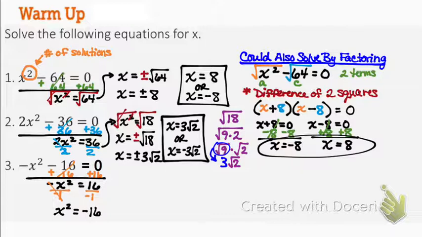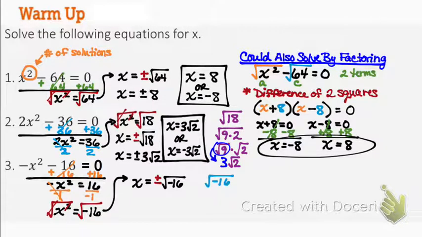Remember, it has to be just x squared before we take a square root. Squared and square root cancel each other out. We get how many answers? 2. X equals plus or minus the square root of negative 16. I love that you jumped ahead of me there.